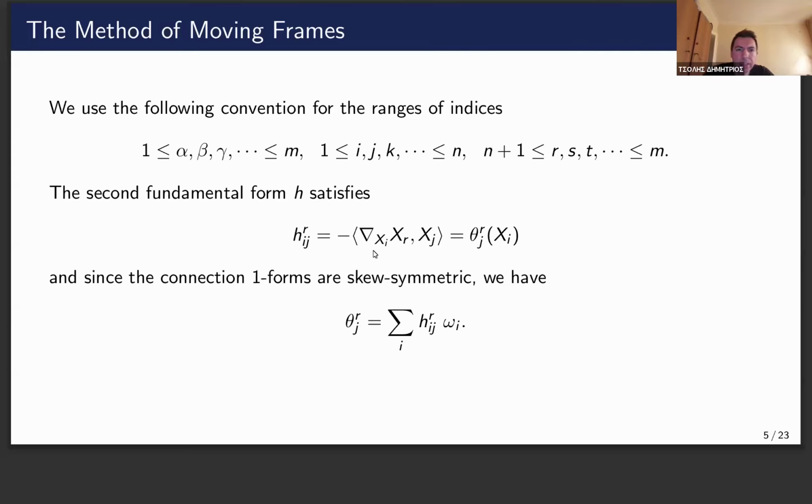Here we can also do this for submanifolds. So if you consider a submanifold, you can essentially find the second fundamental form using this formula here. So you can also use this for submanifolds.